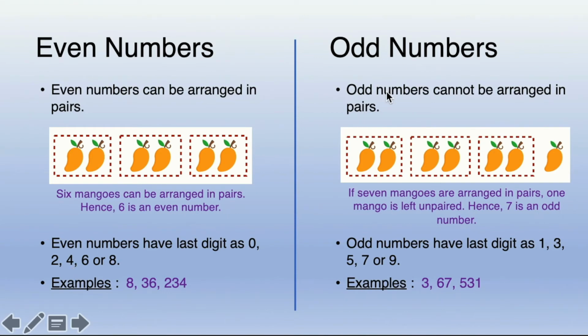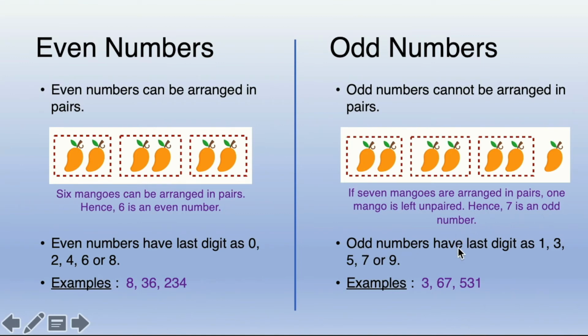Now odd numbers. Odd numbers cannot be arranged in pairs. So over here we have 7 mangoes, and if we arrange them in pairs in set of twos, then we get 3 pairs, but 1 mango is left unpaired. Hence 7 is an odd number.